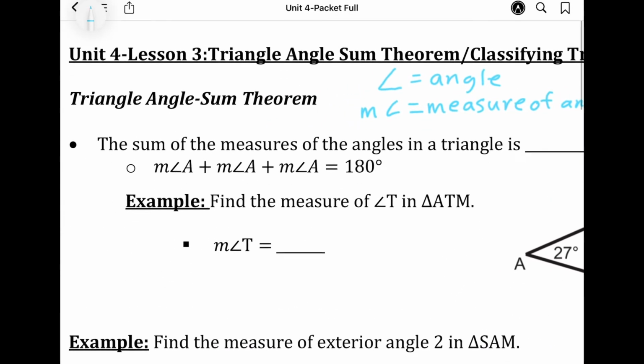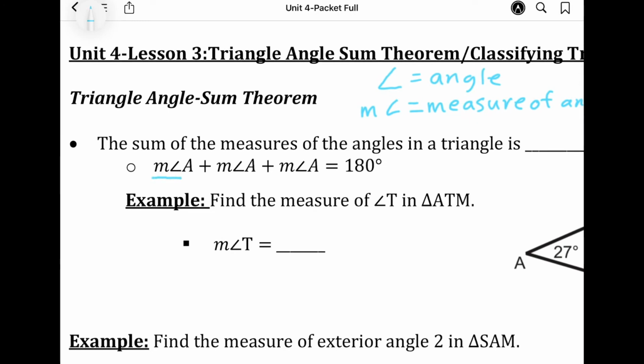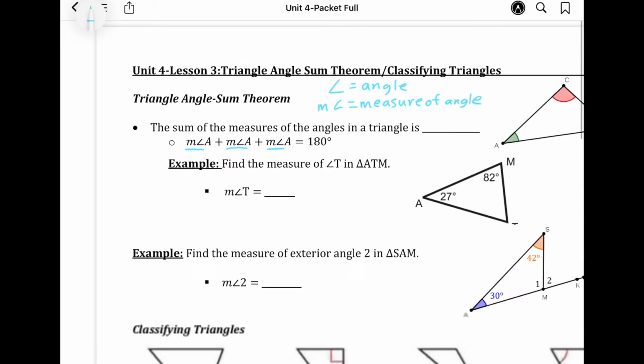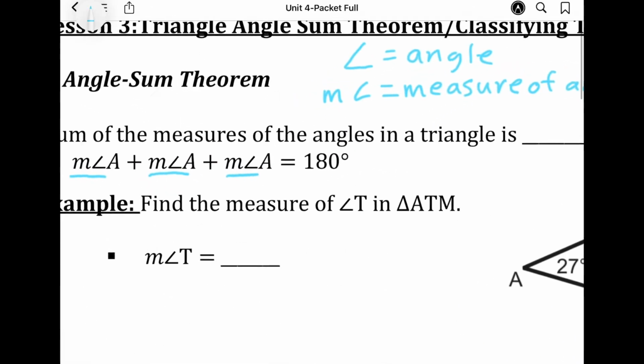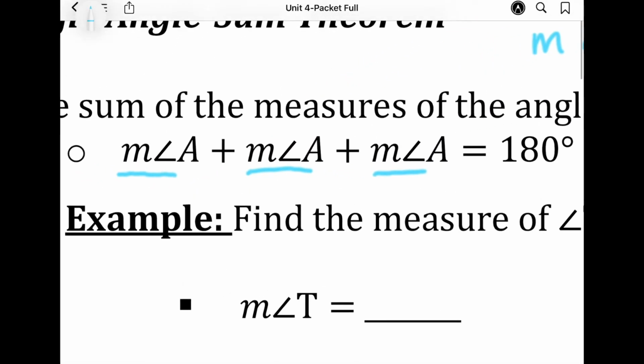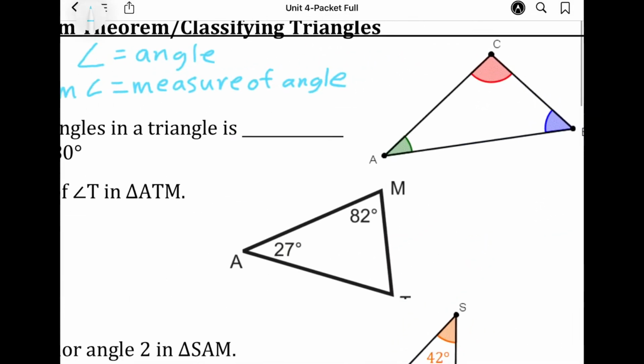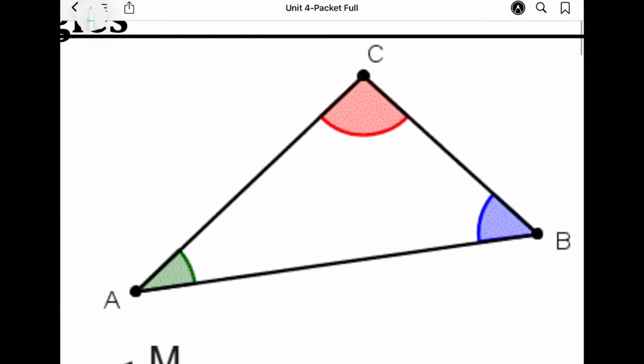So underneath this theorem, it says measure of angle A plus measure of angle A plus measure of angle A equals 180 degrees. So do note, if you had this printed out, make sure you change this to measure angle B, measure angle C. So the figure that we are looking at is the first one on the right side. If we add angle A plus angle B plus angle C, we would get 180 degrees.